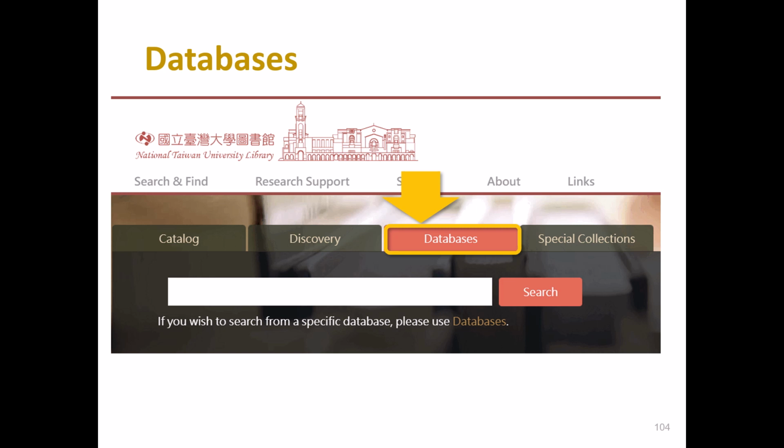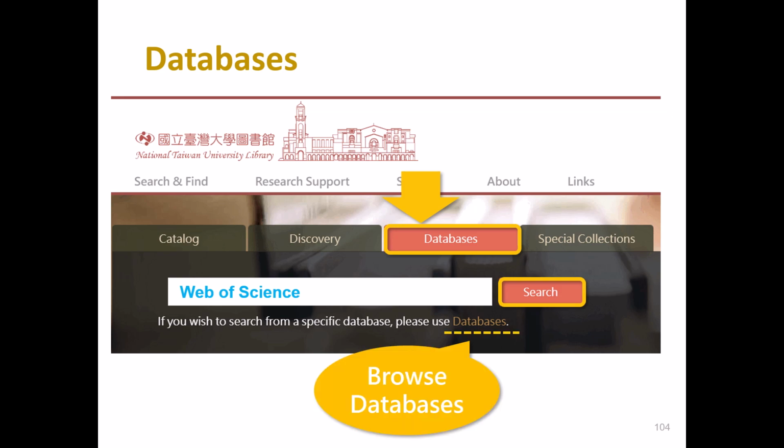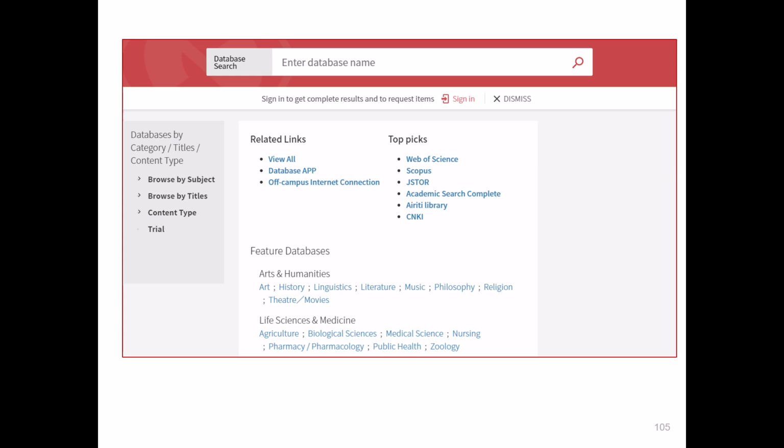If you already know a specific database, you can type in the database title in the search bar and then click Search. If you want to browse all accessible databases through the NTU Library, you can click the database link under the search bar. And it will connect to the database page. Here are 3 kinds of lists sorted by content type, subject, and titles for browsing over 600 databases provided by the NTU Library. But it seems like too many to browse, right?